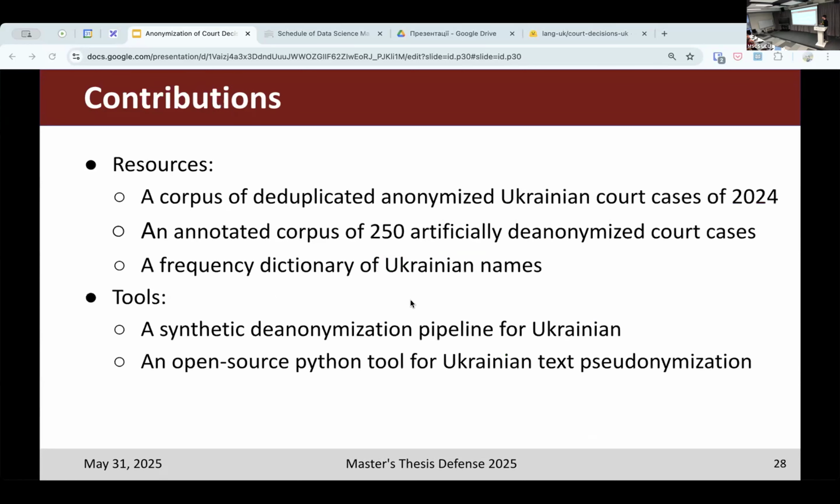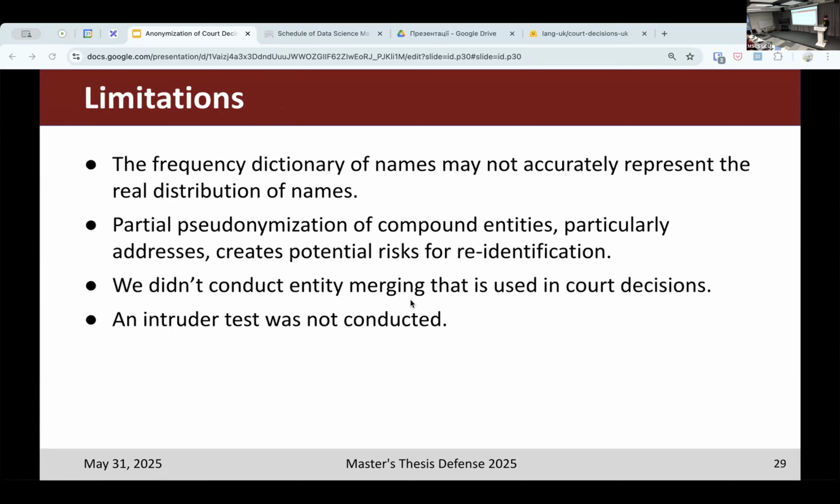And as for contributions, we published 4 resources. So it's actually 2 corpora of the deduplicated Ukrainian court cases for 2024, an anonymized corpus of 250 artificially anonymized court cases, a frequency dictionary of Ukrainian names, and as of tools, we described the synthetic de-anonymization pipeline for Ukrainian, and also we published an open source tool, the Presidio adaptation for Ukrainian for text pseudonymization.